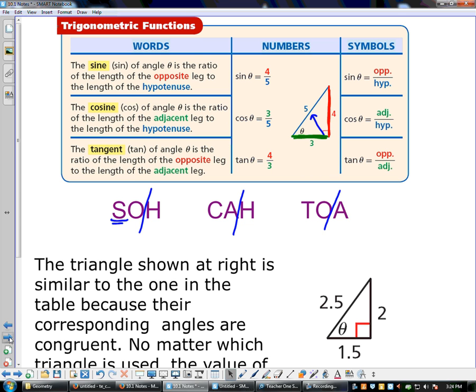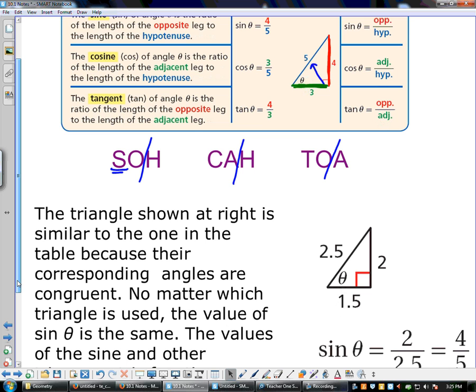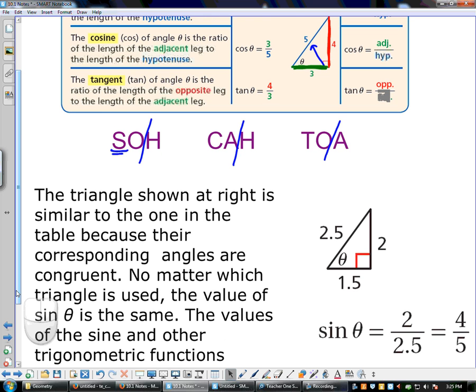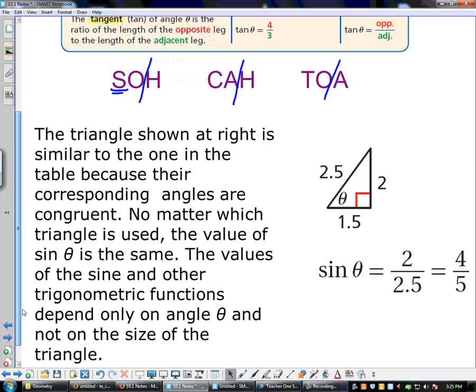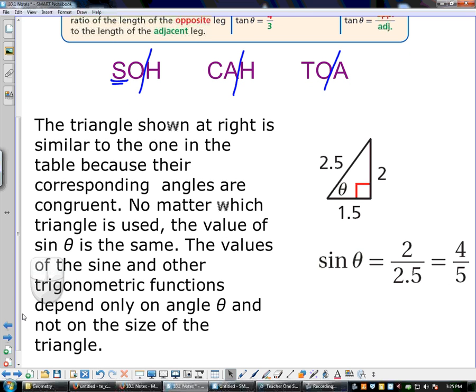The triangle shown at the right is similar to the one in the table shown up above because their corresponding angles are congruent. So no matter what triangle is used, the value of sine is always going to be the same if the angle measure is the same. Just keep that in mind. Sine will always be opposite over hypotenuse. So this is just another example of what we would do here. The value of sine and other trig functions will depend on the angle only and not on the size of the triangle.